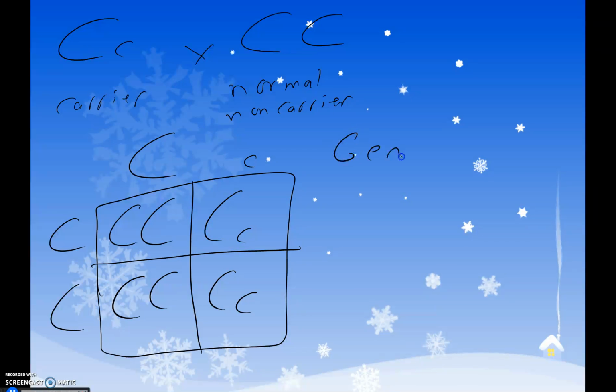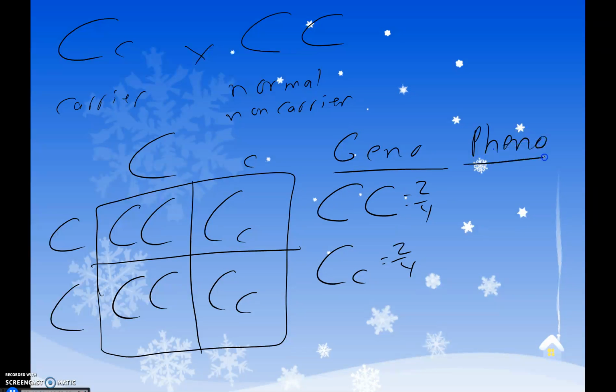As far as genotypes go, we're seeing a 50-50 here. And then we have to interpret this now. We have to know what these mean. Phenotypes, these would be normal non-carriers. Say, not afflicted, 2 out of 4. And these here, they are not afflicted either, but they're carriers. Okay, and that's how we'll set that one up to do it.